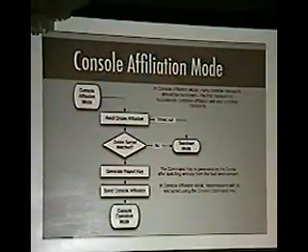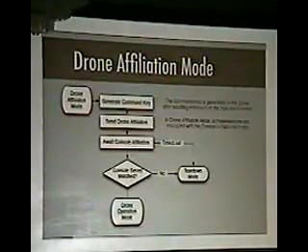And then we have the drone affiliation mode. The drone mode is a little more simple. It generates the key, it sends its handshake to the console, and in that affiliation it sends a key, and then it awaits the response from the console. If it times out, it's gone.